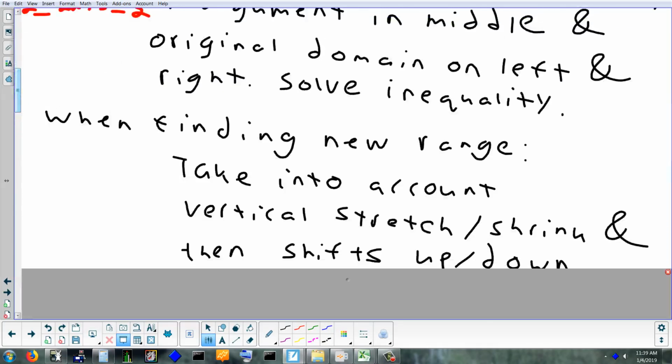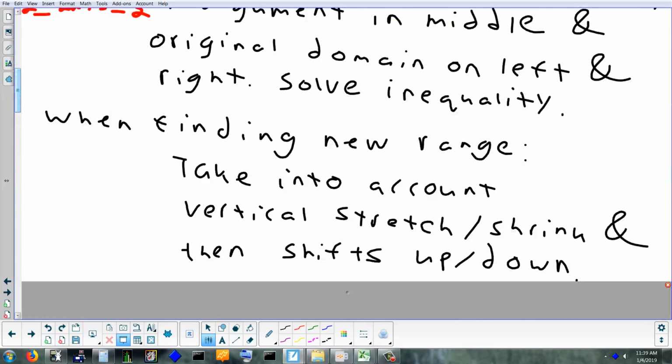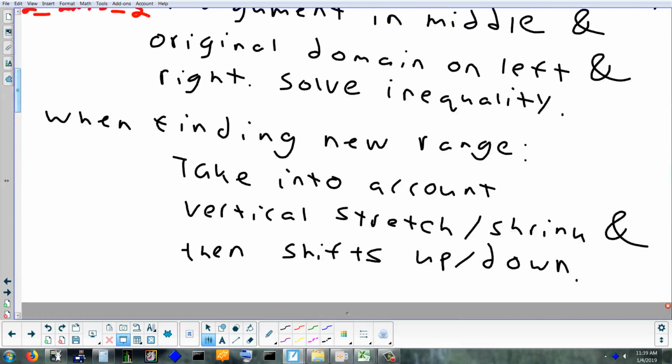Take into account any vertical stretching you do first. So multiply each number in the range by the stretch or the shrink. And then take into account any shift up or down. So add or subtract whatever you shifted up or down as the last step. We'll try one of those too.